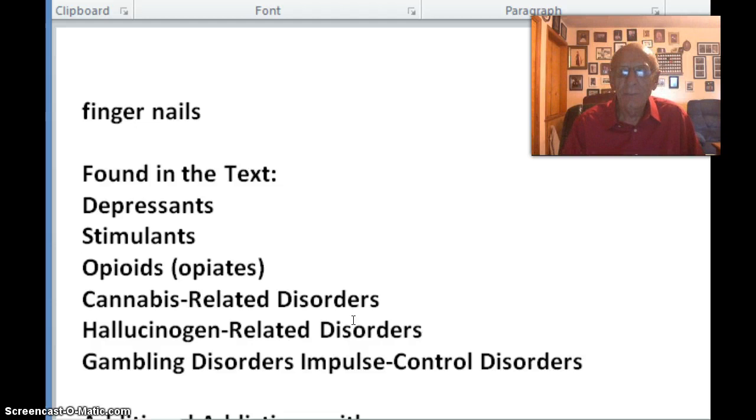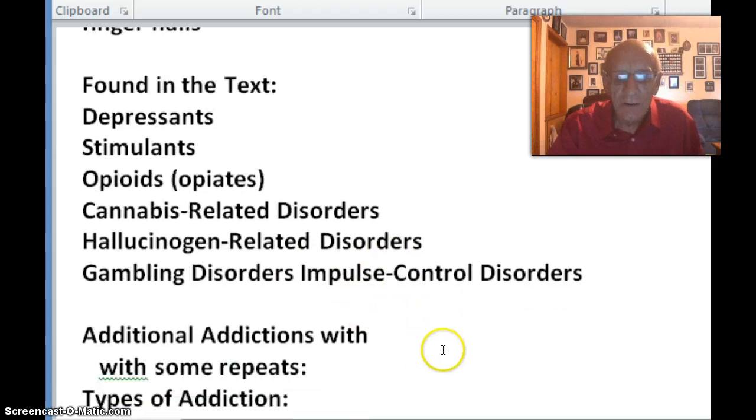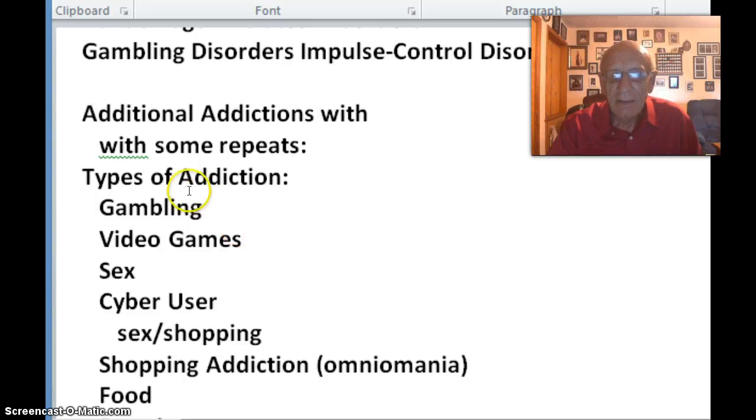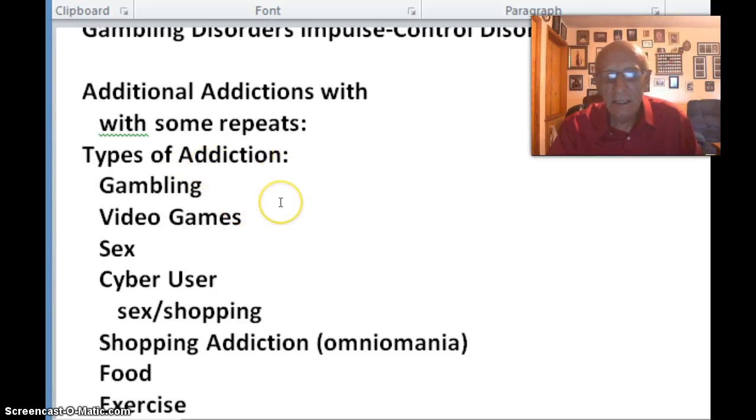Now, found in the text, and we're going to be discussing these in the chapter. So we have the chapter and we have the forms that I want you to focus on. But we have depressants and stimulants and opiates. Opiates is a synthetic form of opium derivative. We have opiates that come right directly from the plant. Hallucinogen-related disorders, gambling disorders, and we're going to go on a little bit further for some of the disorders that we have. Types of addictions, gambling, we talked about that.